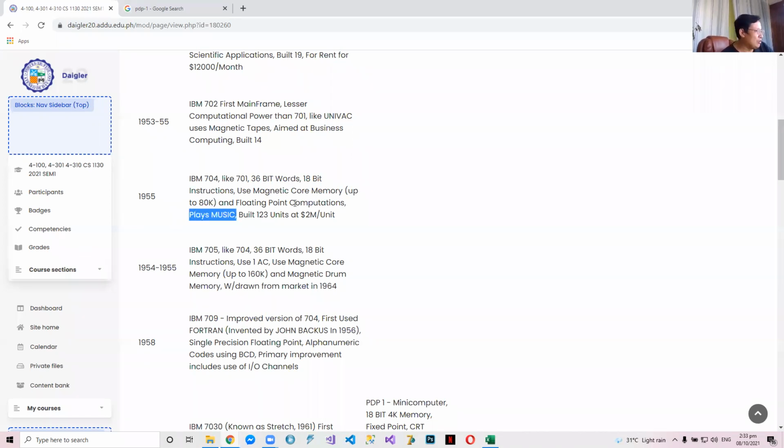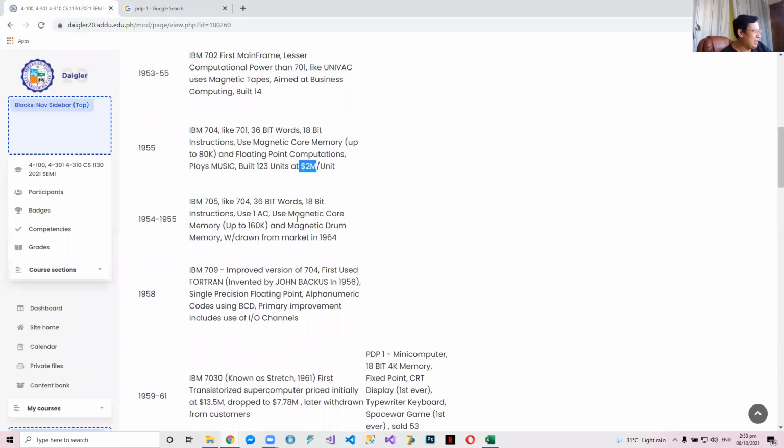Okay? And they sold 123 units at $2 million each. So very big profit, no, without paying royalties. Wala silang binabayarang royalties eh. They can quickly build. Almost the same year, no? 705, it's like the 704, but uses 36-bit words, the same thing. No? Uses one AC because previously it has 2 accumulators. This time it uses magnetic core memory and a magnetic drum memory. It's like a hard disk. No? But they withdrew it from the market in 1964. They did not sell it.